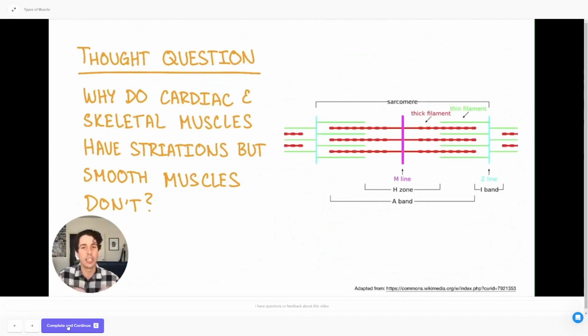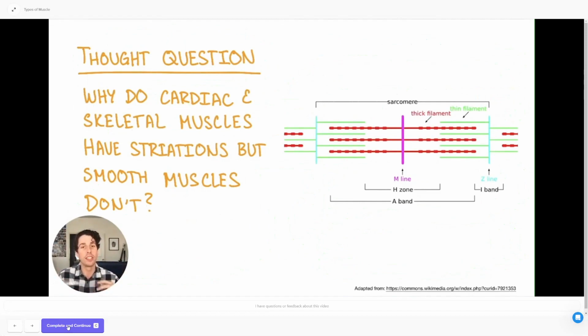And so sarcomeres are going to be like the functional unit of a muscle cell, all the way down to like the little basic building blocks. And basically this is going to allow for the contraction with a sliding filament theory that we're going to talk about in a few lessons. But basically the sarcomeres give that striated appearance to these muscles.